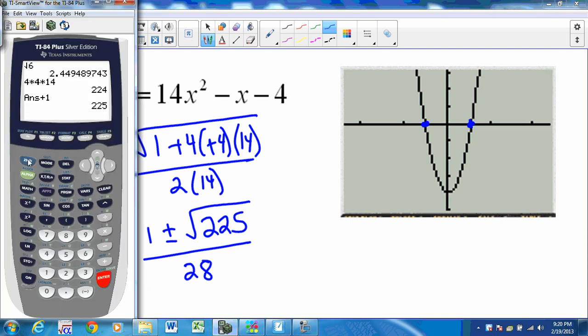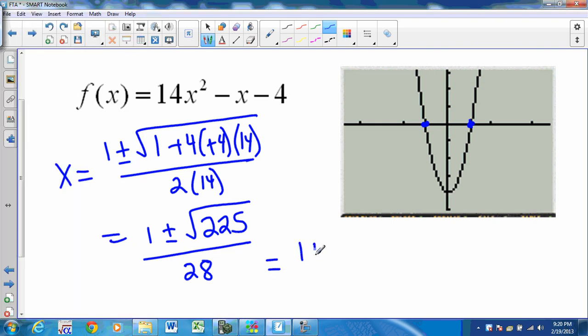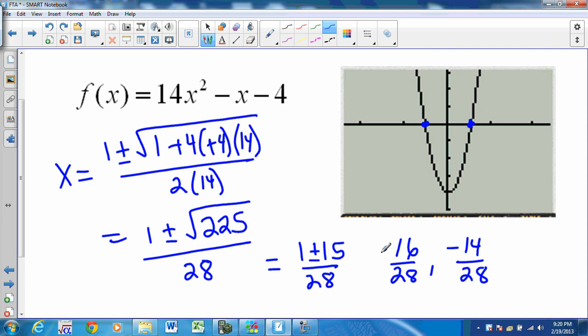The square root of that is 15. So I now have 1 plus or minus 15 over 28. So I get 16 over 28, or I get negative 14 over 28. And there are my two answers. Okay, and I could simplify those down. Hard to find those exactly on the calculator.